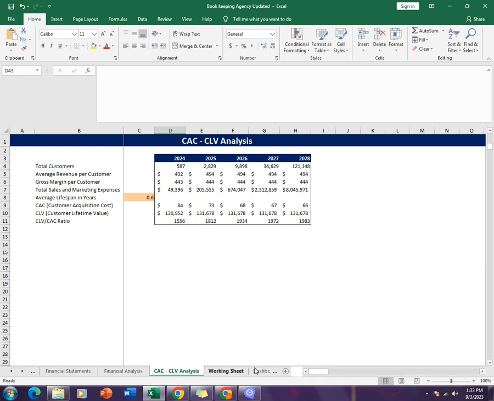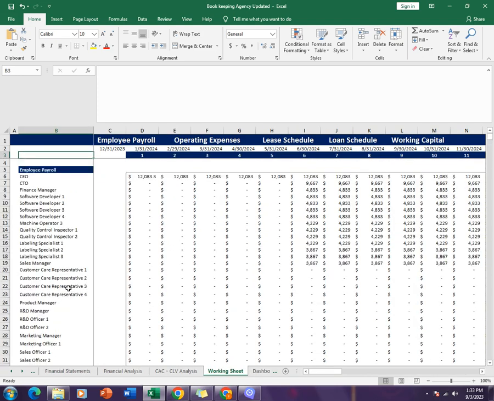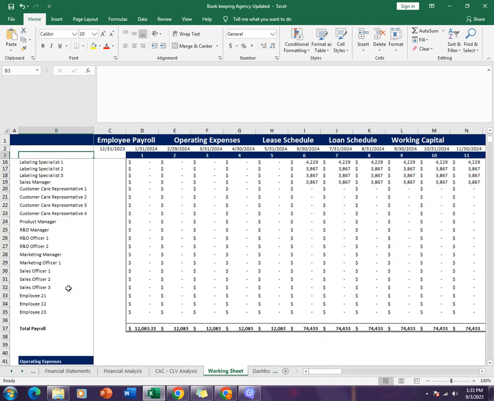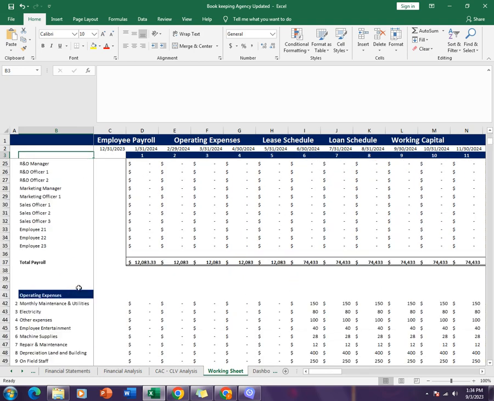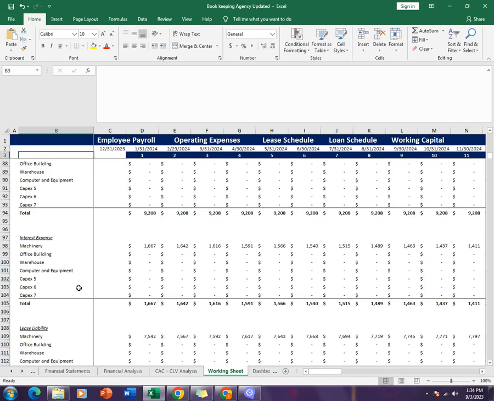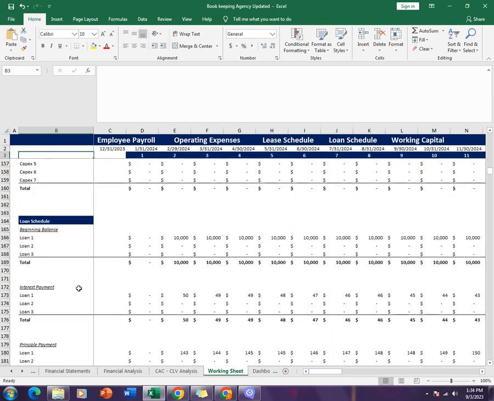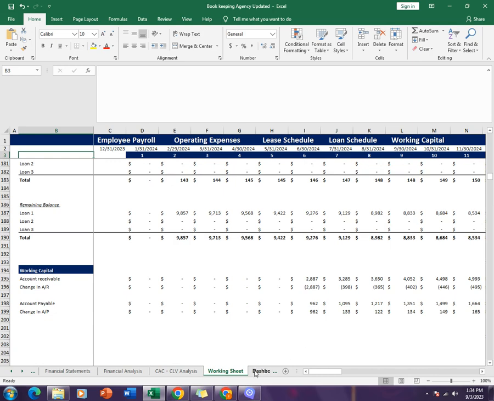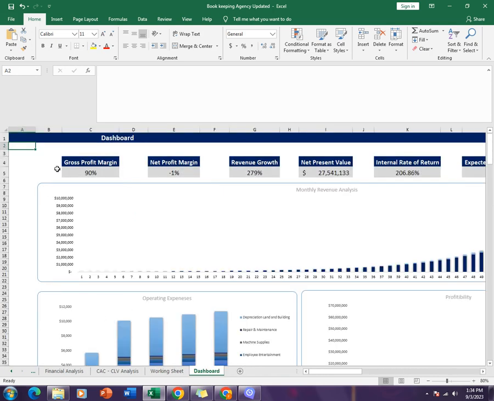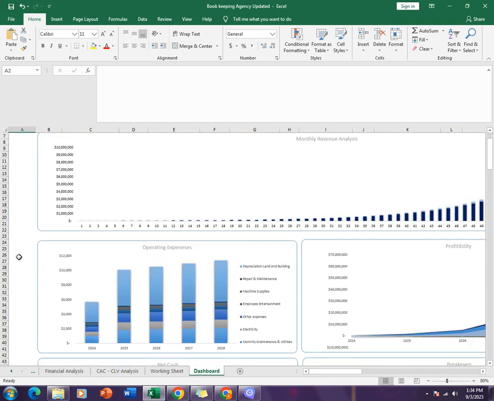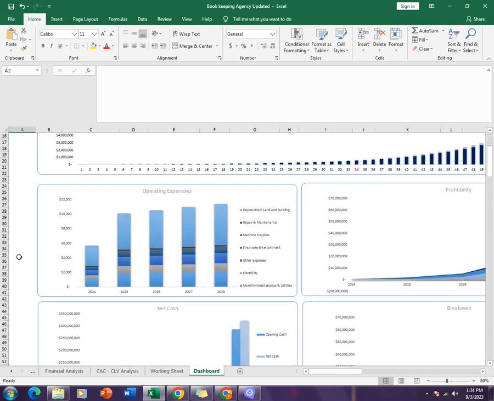Then comes the working sheet. The working sheet includes the employee payroll as well as the operating expenses, lease schedule, or you can say loan schedule, and working capital. Then comes the dashboard, which tells you about the KPIs of the company as well as all the information in the graphical form.